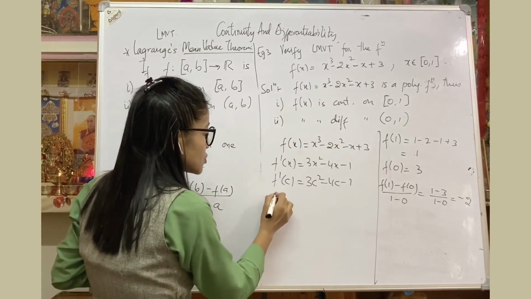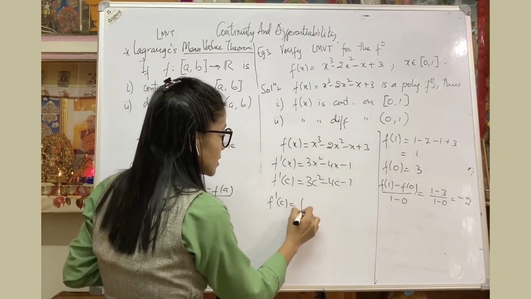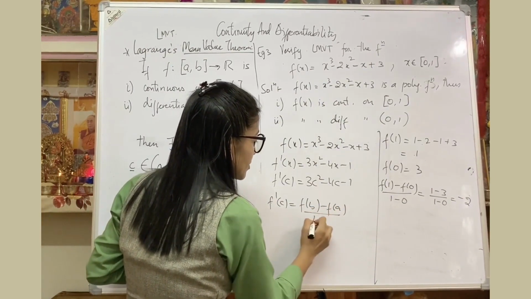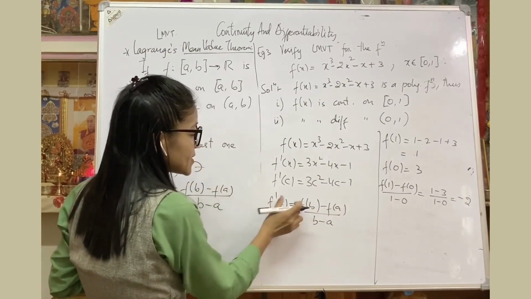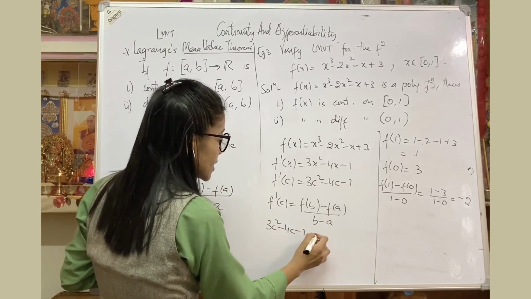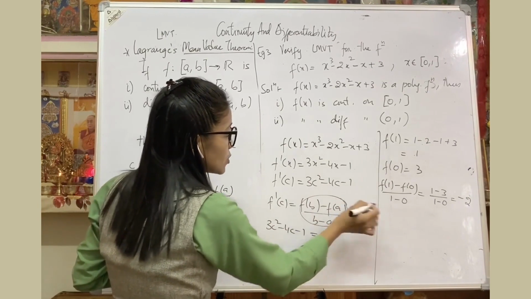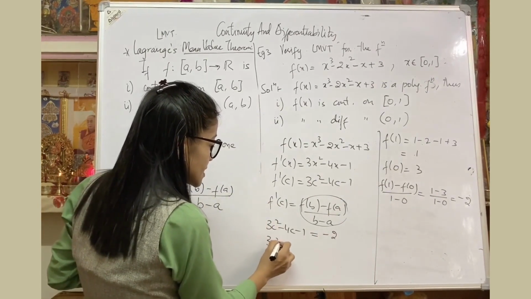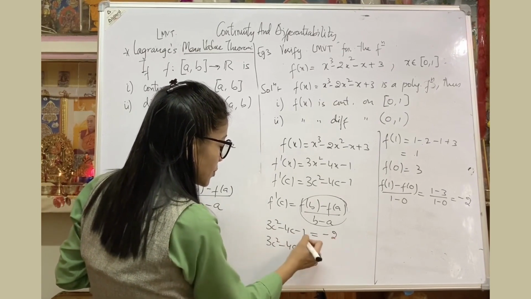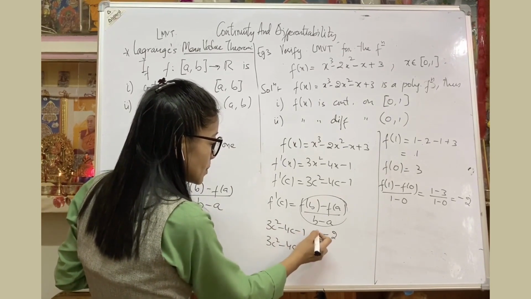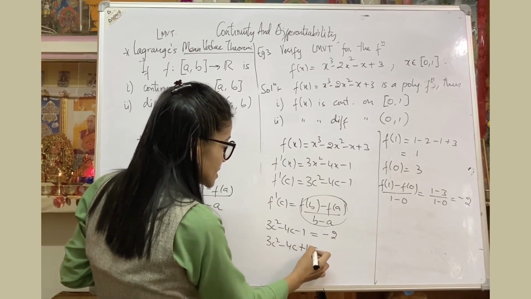So now you have to equate f dash of c with f of b minus f of a whole divided by b minus a. Now what is your f dash of c? It is 3c squared minus 4c minus 1, and this value is equal to negative 2, right? So you have 3c squared minus 4c. When you bring it over here, this will be a positive 2. So minus 1 plus 2 is plus 1, equals 0.